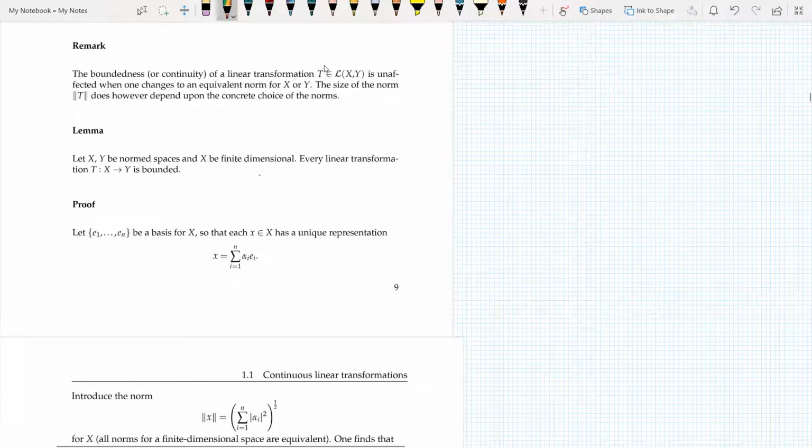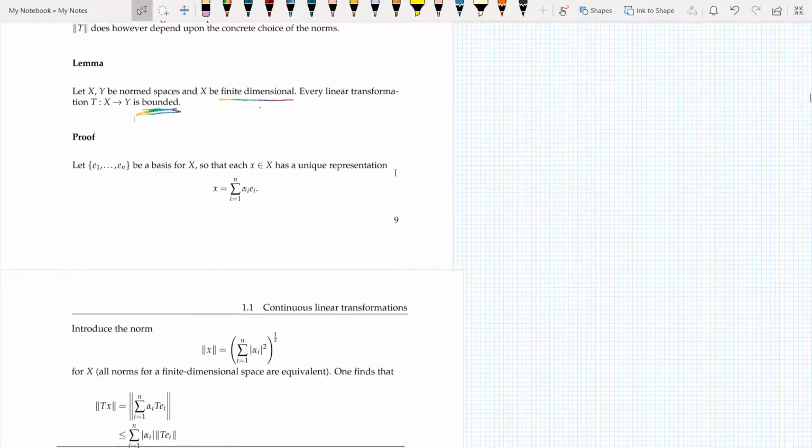So now we look at the lemma that if X and Y are normed spaces and X is finite dimensional, then every linear transformation from X to Y is bounded. Now let us break this proof into three parts.